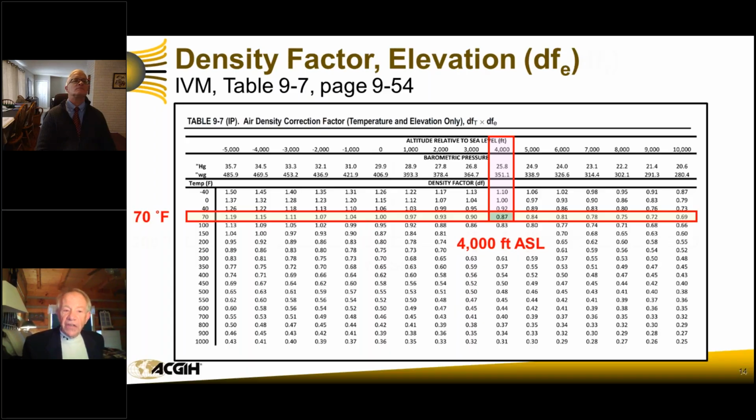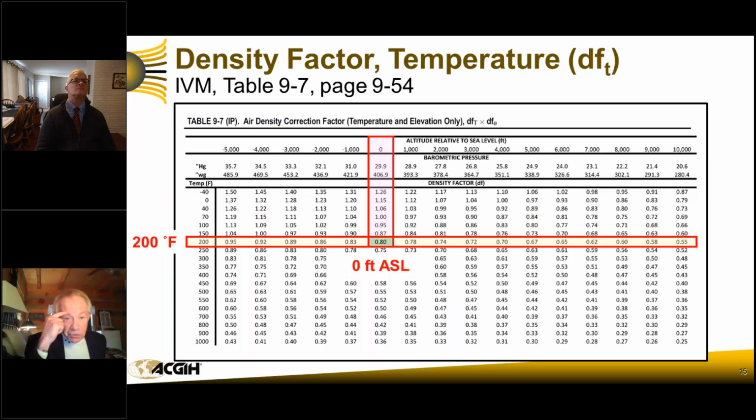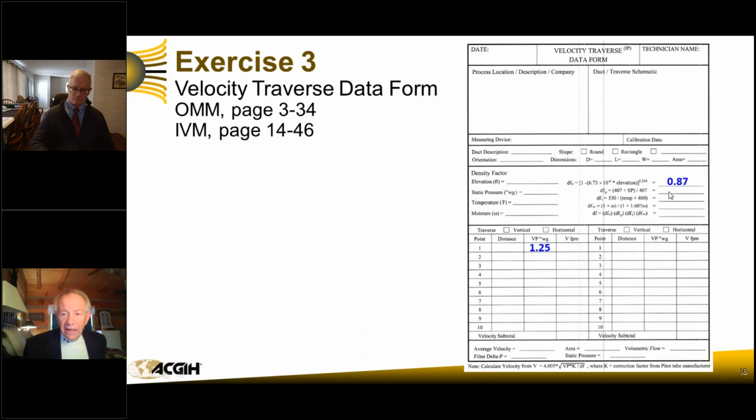Or we can change the temperature. Here we're at 0 feet above sea level, so we're at sea level, and we're at 200 degrees. Well, at 200 degrees, the molecules spread out so that we're only at 80% of the density that we thought we were going to be when we take a pitot tube reading. So we have to understand this before we can do measurements.